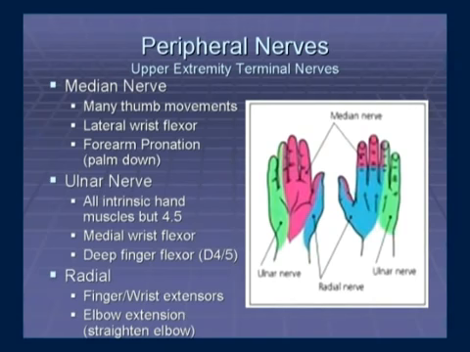So intrinsic hand muscle means that the origin and the insertion are within the hand. The ulnar nerve does all of them except for about 4.5, and the rest of those are from the median nerve, and a lot of those are the thumb movements. The radial nerve is the big extensor of the arm. It will extend the elbow, it will extend the wrist, and it will extend the fingers.